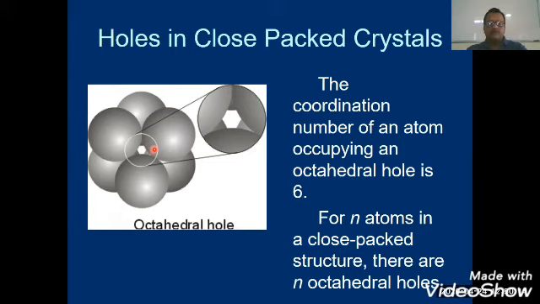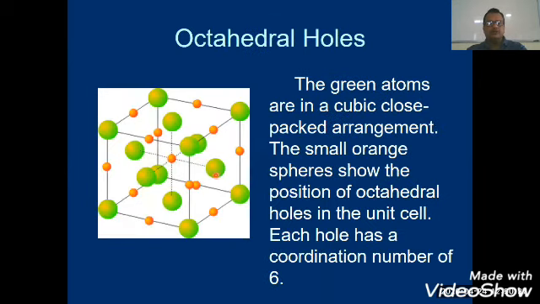Now suppose you have a crystal and that crystal contains n atoms in close packing, then there will be n number of octahedral holes. That means if you have a crystal having 100 units, then there will be 100 octahedral holes.